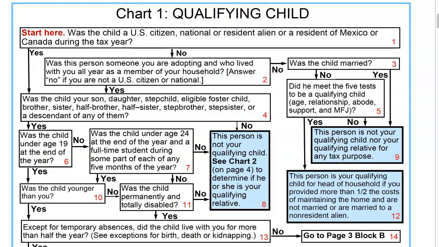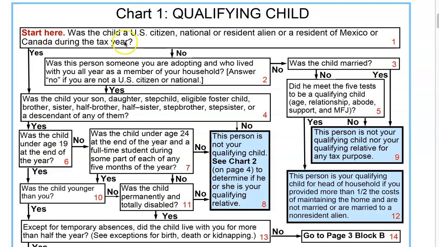So a quick note before we start doing this. A qualifying child does not have to be what we think of as a child. It could be, say, a 40-year-old who's totally and permanently disabled. Similarly, a qualifying relative is a legal term, a tax term. A qualifying relative could be a friend who has no income and is staying with the taxpayer, and the taxpayer is supporting the friend.